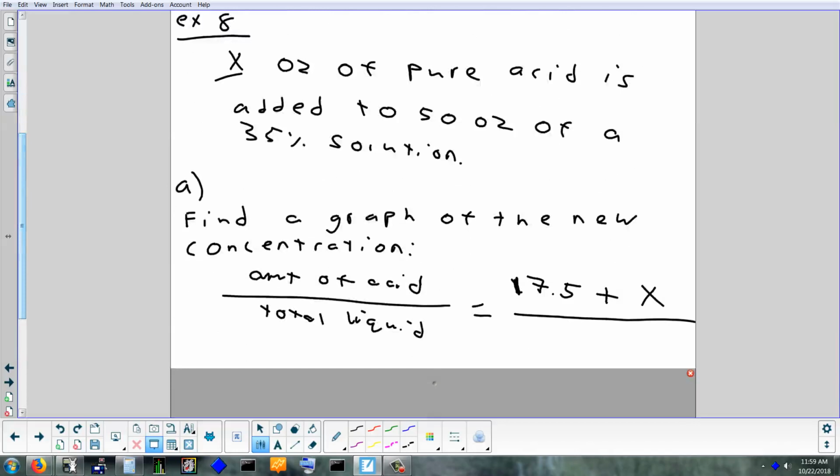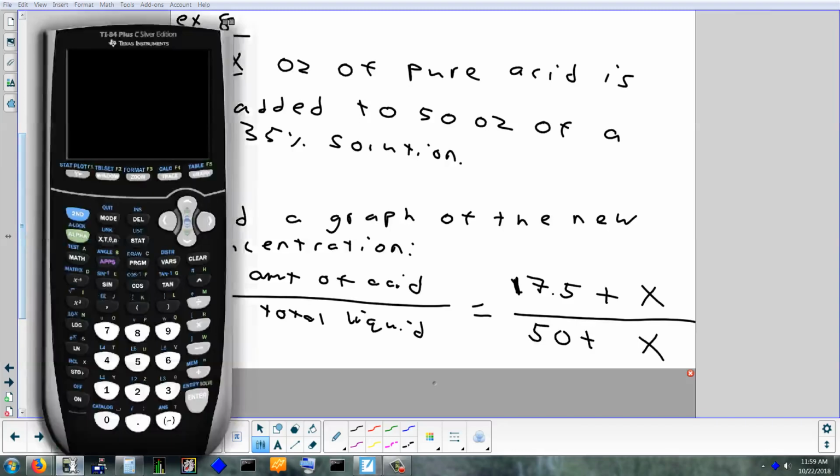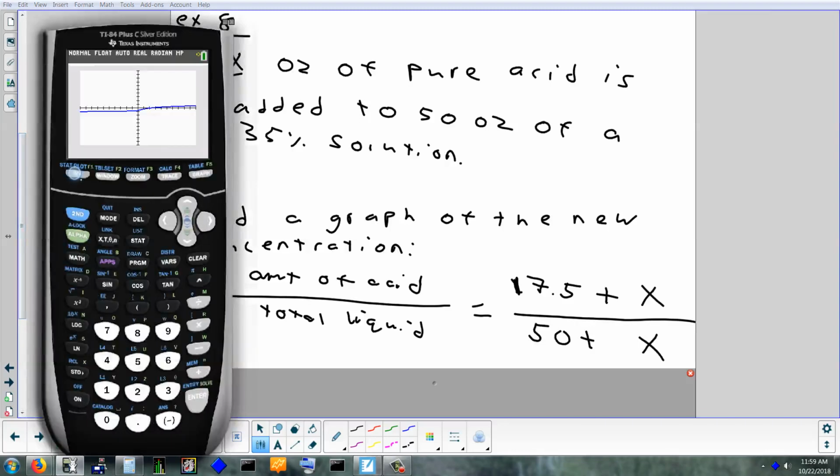How many ounces of our solution in total did we start with? Yep, 50. We started with 50, and we're adding X. That gives the concentration. So let's graph it and see what it looks like. So we've got (17.5 + X) divided by (50 + X).